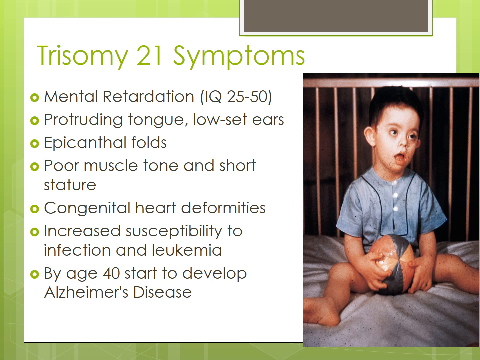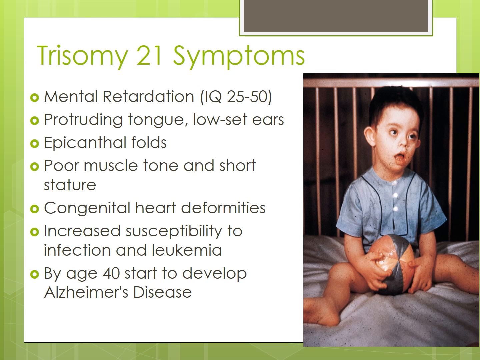Now, some of the symptoms of trisomy 21 would be general mental delay or mental retardation, in that these individuals have a lower IQ in the range of 25 to 50. They often have a protruding tongue and low-set ears, as you can see demonstrated on this individual. They also have epicanthal folds, which are folds on the inner lining of the eye, starting to fold over a little bit from the medial plane towards the lateral plane of the eye.